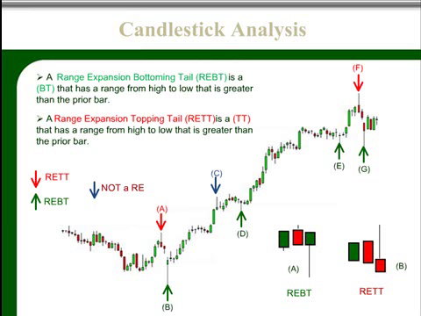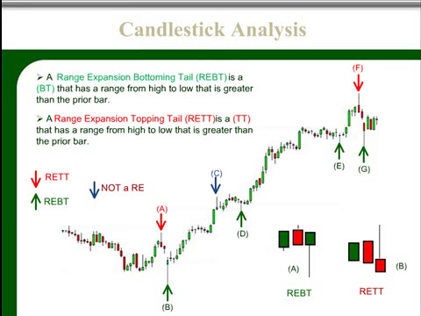The range expansion bottoming tail at B shows us there was an increase in traders committing their money to a short position on that bar, which is what created the tail. The short sellers quickly found themselves experiencing losses when that bar closed a range expansion bottoming tail. Range expansion bottoming tail and topping tail bars are potent, and they may provide us with an entry to a position if they happen within an infinity pattern.